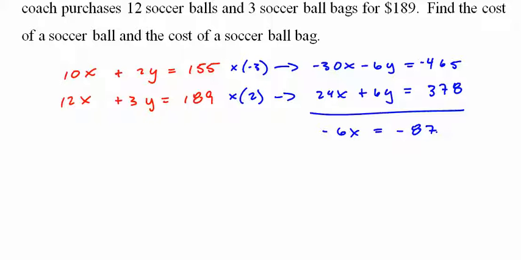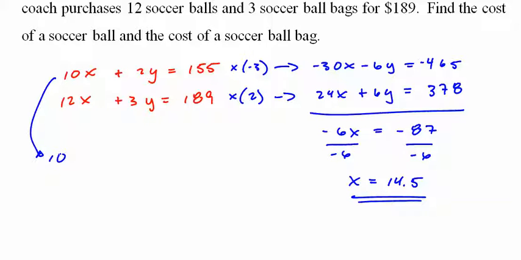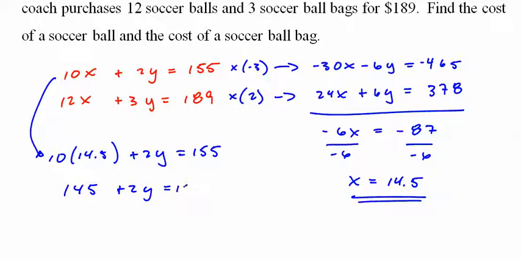Alright, let's see what happens. Divide by negative 6, divide by negative 6, x equals $14.50. And that's x, that's for a soccer ball. So we plug it back in. 10 times 14.5 plus 2 times y equals 155. 145 plus 2y. 2y equals 10. Y equals 5.